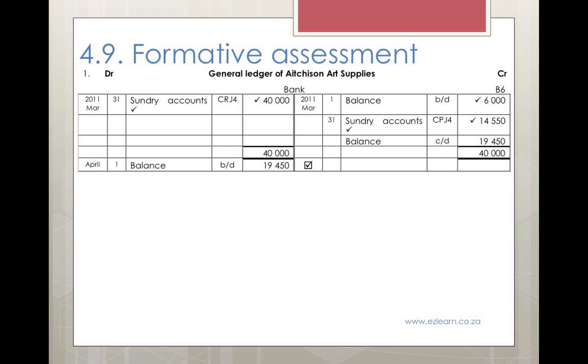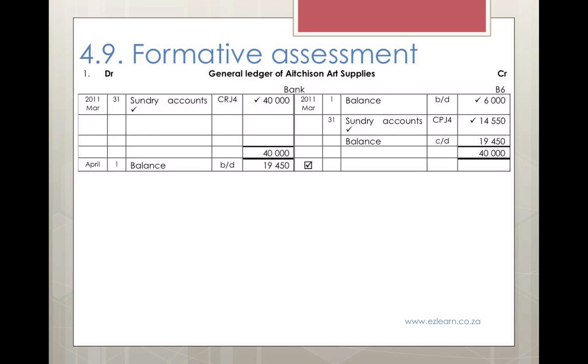On the credit side of the bank account, you will show the entry from the cash payments journal 14,550, tick, and you would then show the details as sundry accounts again, tick, as there are lots of other accounts involved. Obviously, the money you received increases this asset account, and so it is debited, and the money that you spent from the cash payments journal decreases the account, and so it is credited.